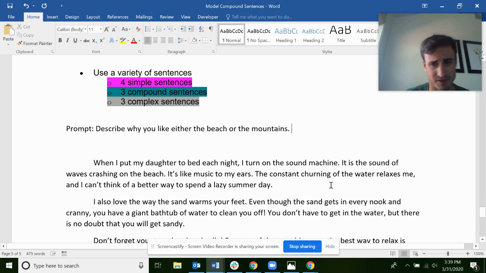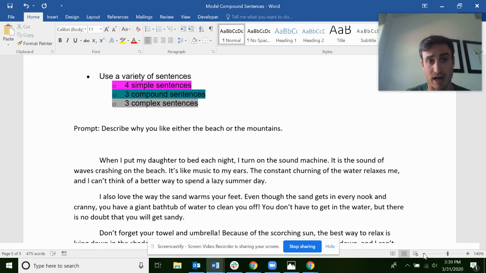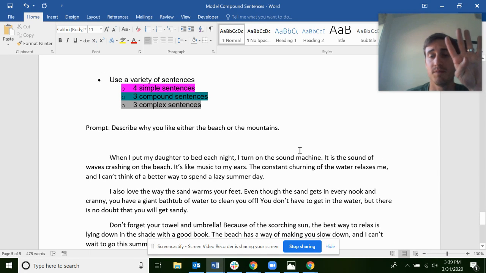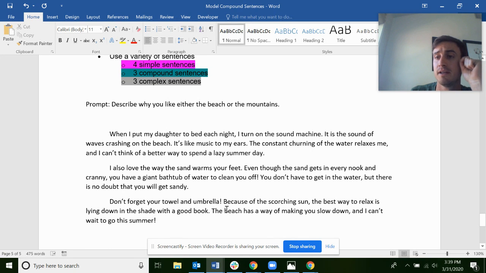Let's use a variety of sentences. 4 simple sentences, 3 compound, 3 complex. Now you're going to have to do this for me today. You're going to write at least 10 sentences, and 4 of them need to be simple. 3 of them need to be compound. 3 of them need to be complex. Let's double check this short reading here to make sure that I have all 10, 4 through 3.